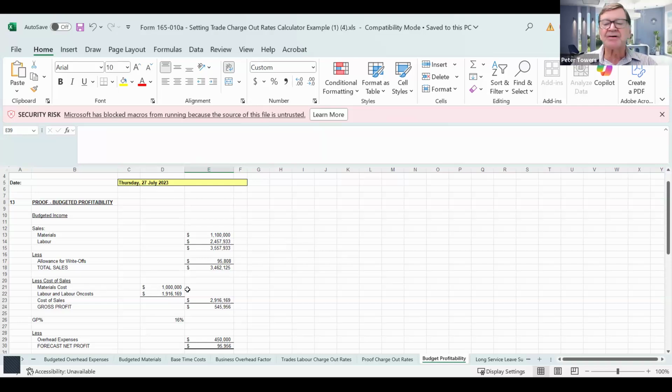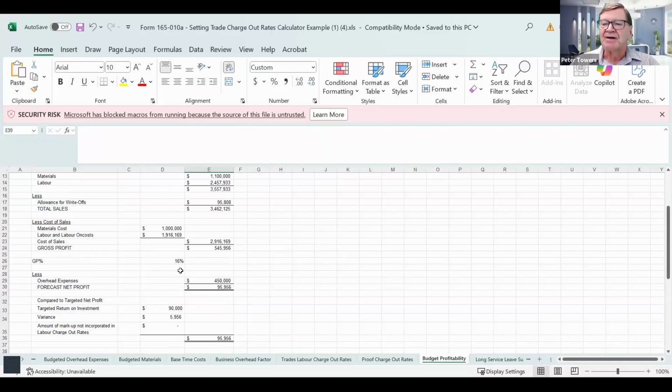We've got to then look at the cost of sales. The material was $1 million, and the labour and labour on costs was 1.916 million. So we've ended up with a gross profit of $545,000. It is a gross profit percentage of 16%. We haven't really based this on any benchmark comparison, so don't go using that figure as it just happens to be the gross profit percentage calculation. And we've then got overhead expenses of $450,000. So based on that, we're saying the forecast net profit would be $95,956. The targeted rate of return was $90,000.